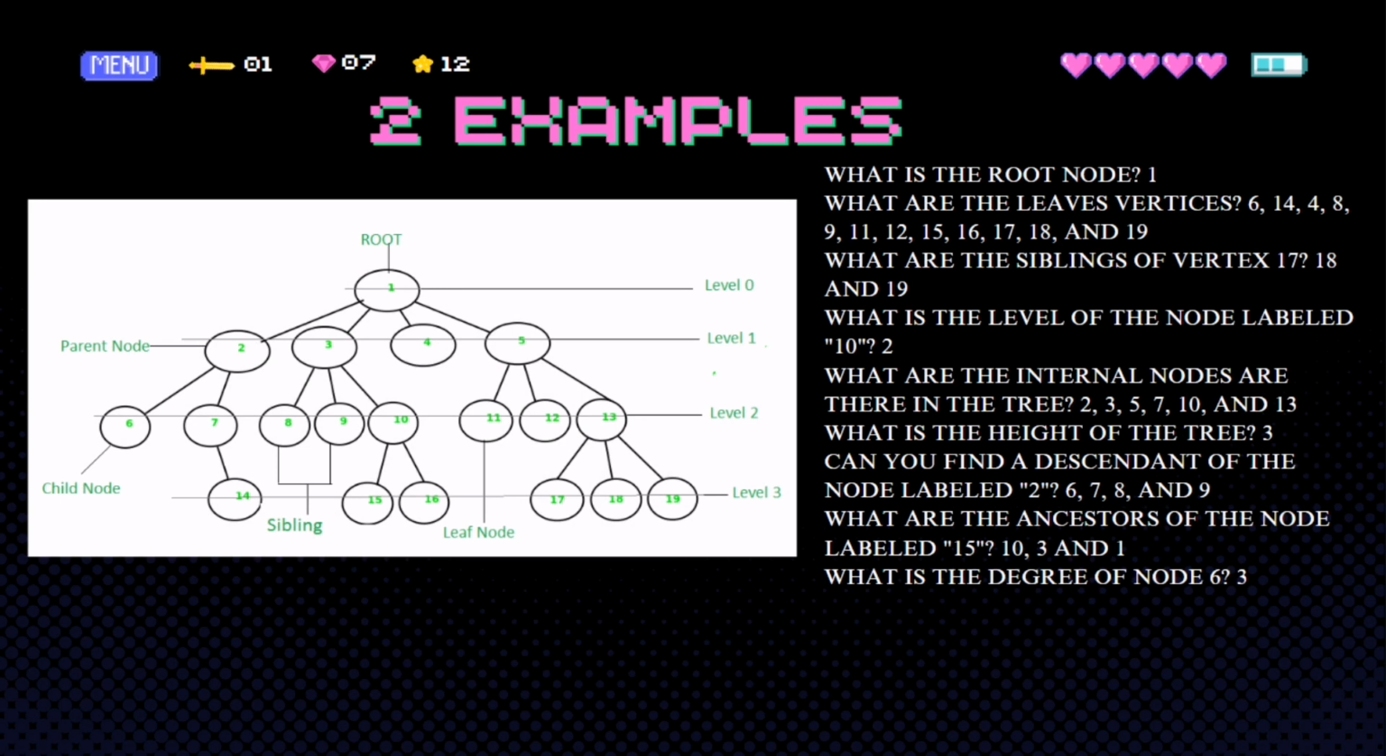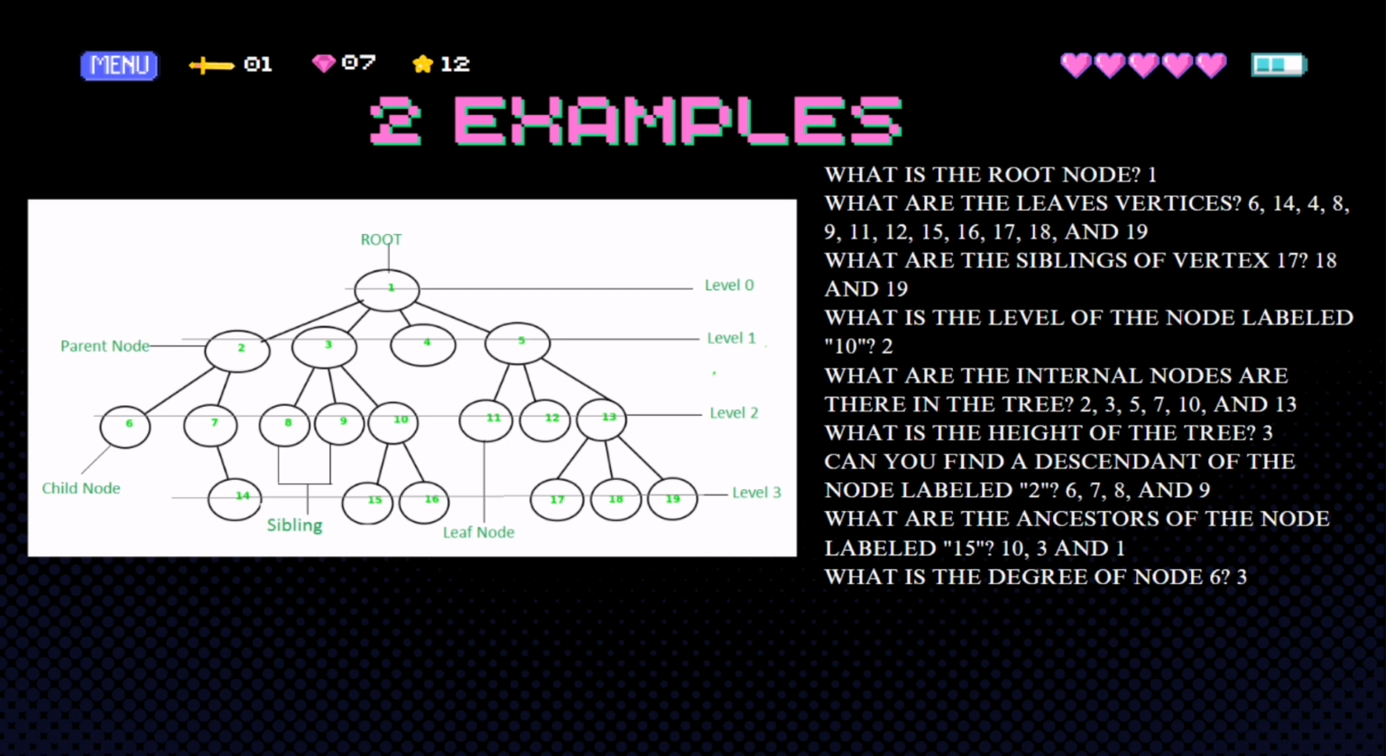The first question is, what is the root node? The root node in this tree is 1. What are the leaf vertices? The leaf vertices in this tree are 6, 14, 4, 8, 9, 11, 12, 15, 16, 17, 18, and 19. So bakit natin sila tinawag na leaves? Kasi sila yung mga walang anak dito sa ating tree example.